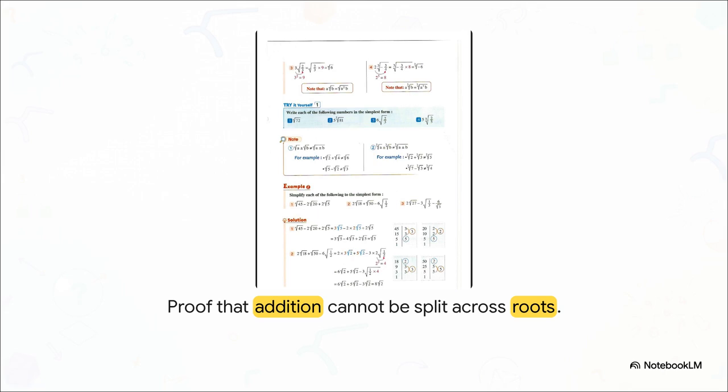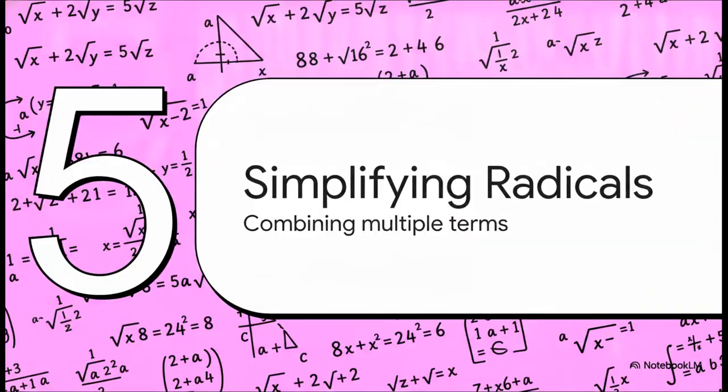But the square root of 6, that's only about 2.449. See? Not the same. And that is exactly why we have to simplify each term individually first before we ever try to combine them. Don't fall for the addition trap. Moving right along to Section 5, Combining and Simplifying Radicals.